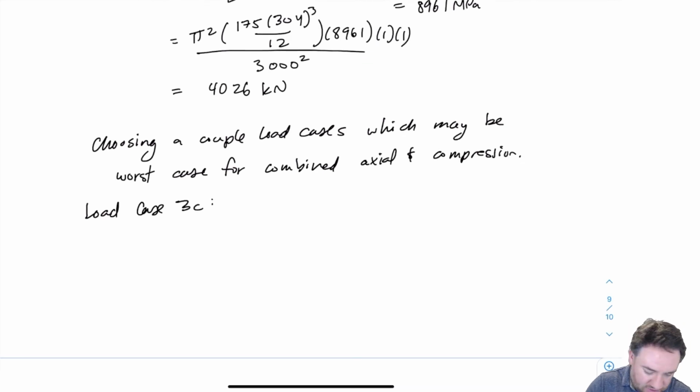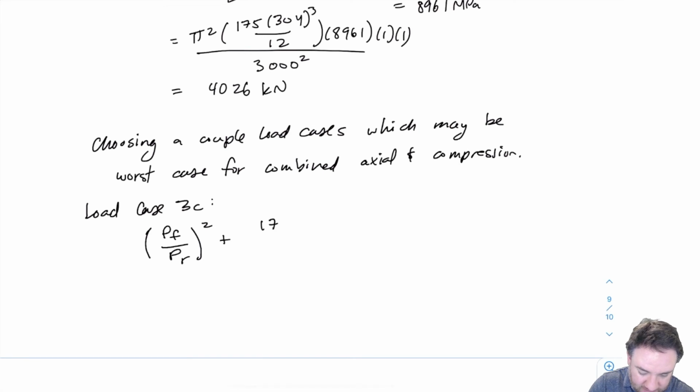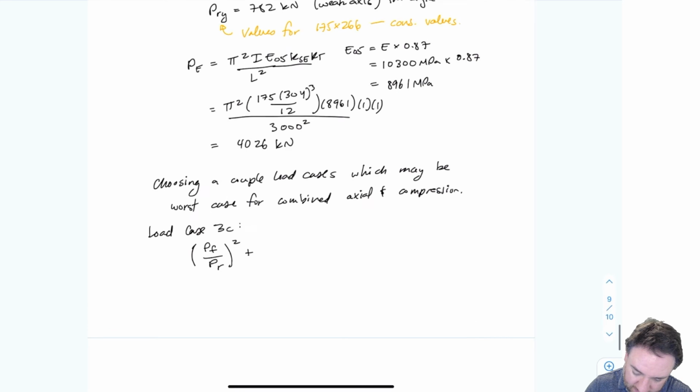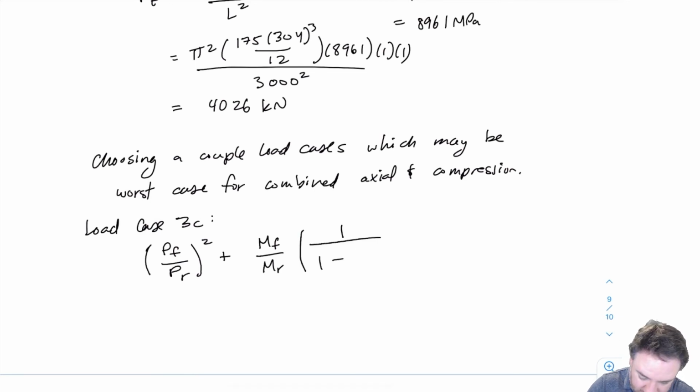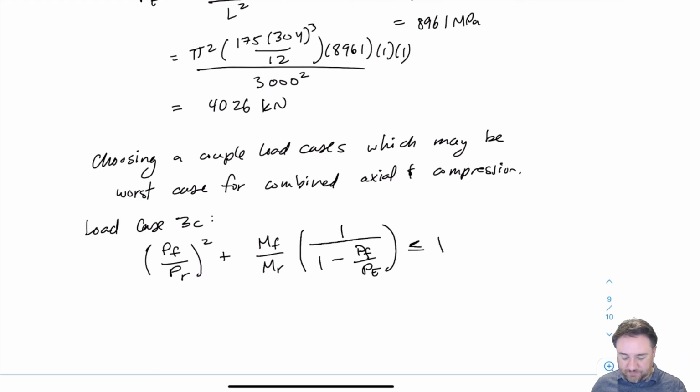So let's start with load case 3C. Just to recall, this is the equation for our interaction for axial compression and bending. This is going to be MF over MR, times 1 over 1 minus PF over PE. So this is why we needed PE, and this has to be less than or equal to 1.